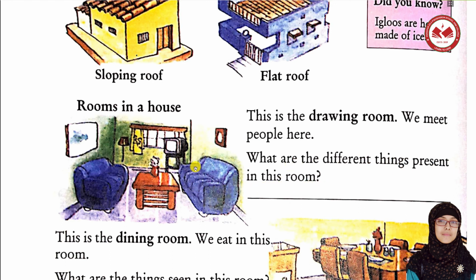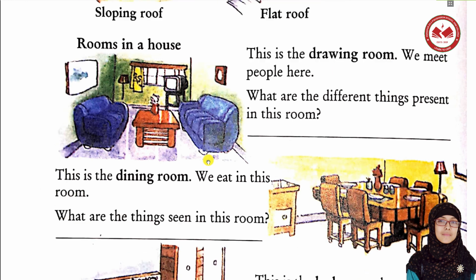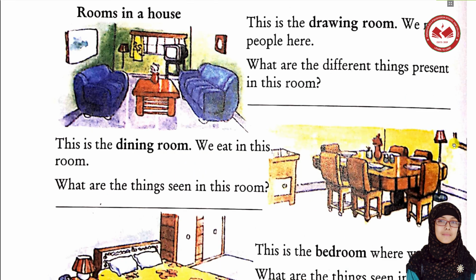What are the different things present in this room? So now you can see I've said there is a sofa, television, painting on the wall, there is a window, a lamp. So you have to point out several things in a drawing room, okay? You can also say some things that are in your drawing room, okay? So moving on to the next one, this is a dining room. We eat in this room. See this picture? Yes, this is a dining room. We have a dining room in our home as well, right?